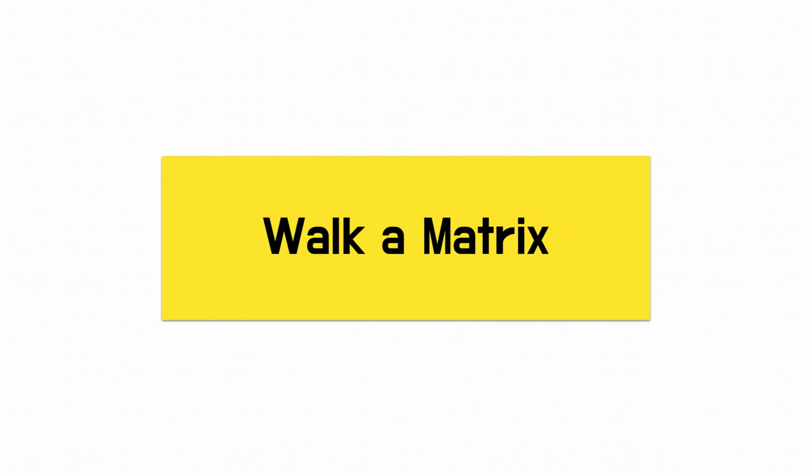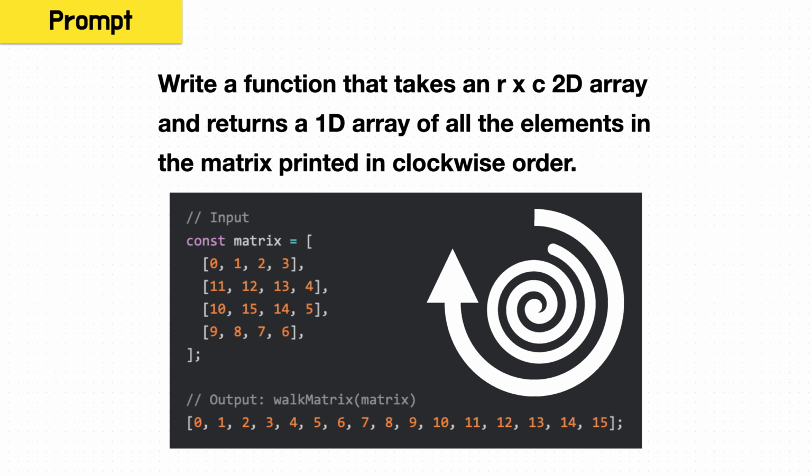Trey here, and in this lesson, we're going to solve walk a matrix. This prompt states you're given a 2D array or a matrix, and you want to return a 1D array containing all this matrix's items inserted in clockwise order. You start walking around the outside in a clockwise fashion, and you work your way inward, forming this kind of spiral until you reach the final item in the middle.